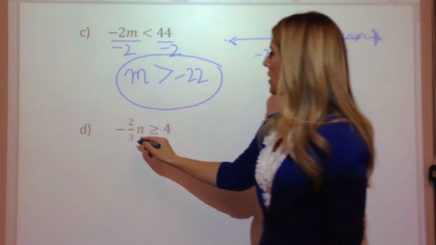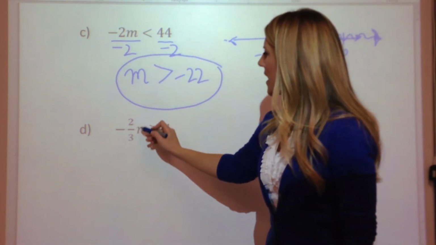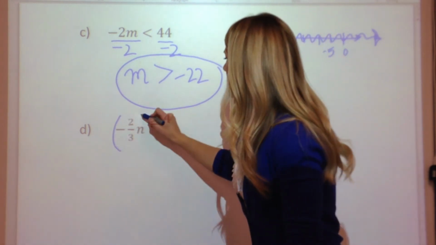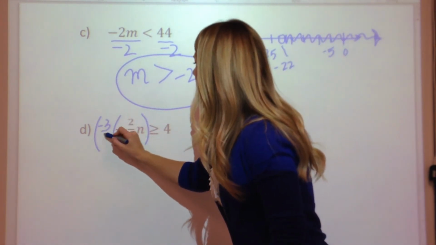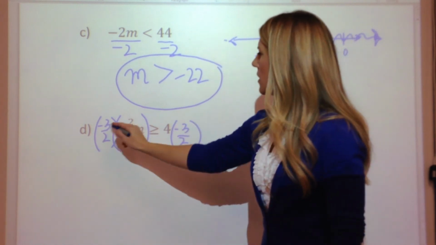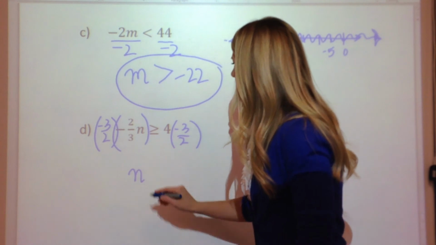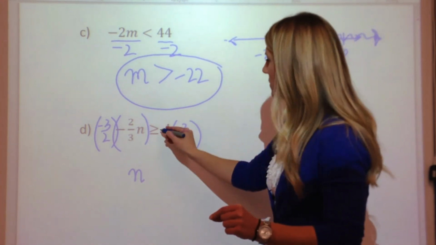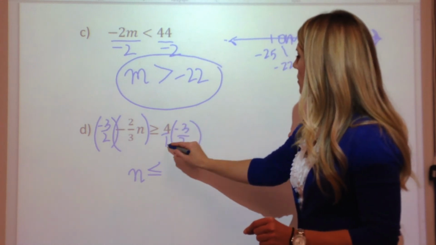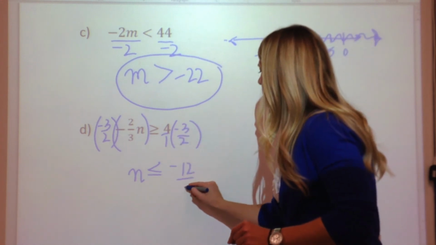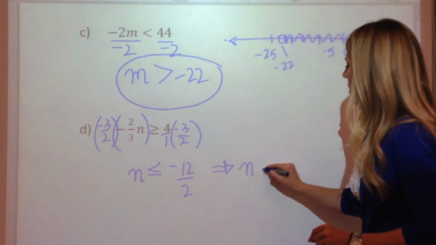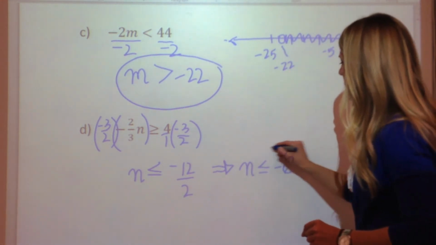Very last one, negative 2/3 n is greater than or equal to 4. I need the coefficient to be 1. Any number multiplied by its reciprocal is always 1. So I multiply this by negative 3/2, which means I multiply the right by negative 3/2. Negative 6/6 is just 1. Again, I'm multiplying by a negative, so I've got to flip that sign. This is the same thing as saying negative 12/2, which is the same thing as saying n is less than or equal to negative 6.